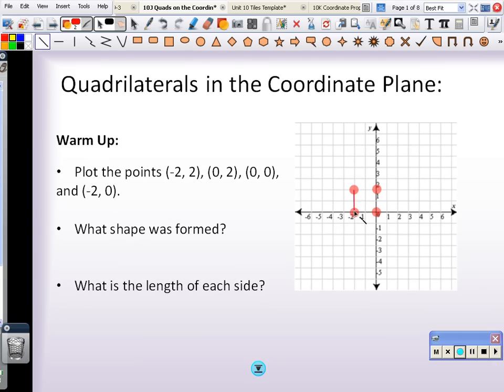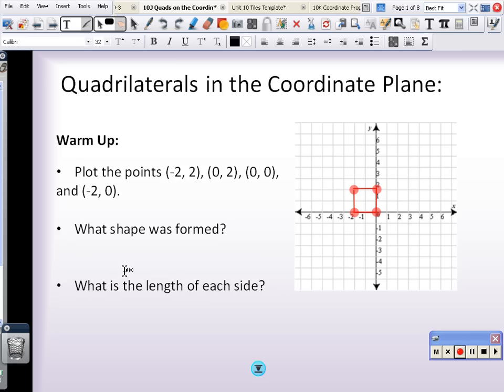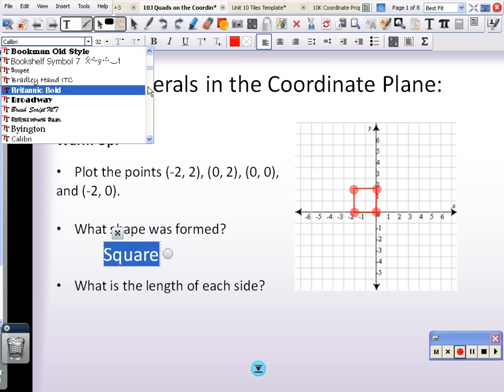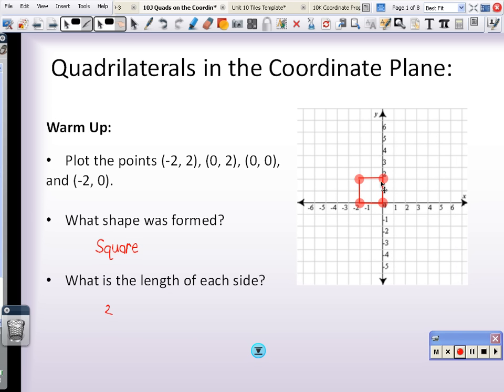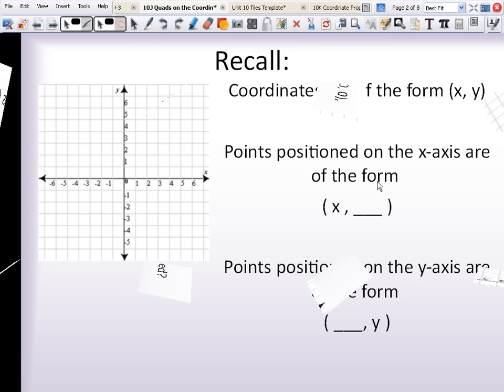You probably don't need to connect these dots to get the shape here, but I will just out of great habits. What shape was formed here? That is very clearly a square. Let's make that stand out a little bit. And then what is the length of each side? You can probably just look at that and know that the length of each side here is 2. You could do the distance formula if it weren't a nice neat square, but in this case the square is right on the coordinate plane, so we can just count units. So that is 2. Let's take a look at the next page.